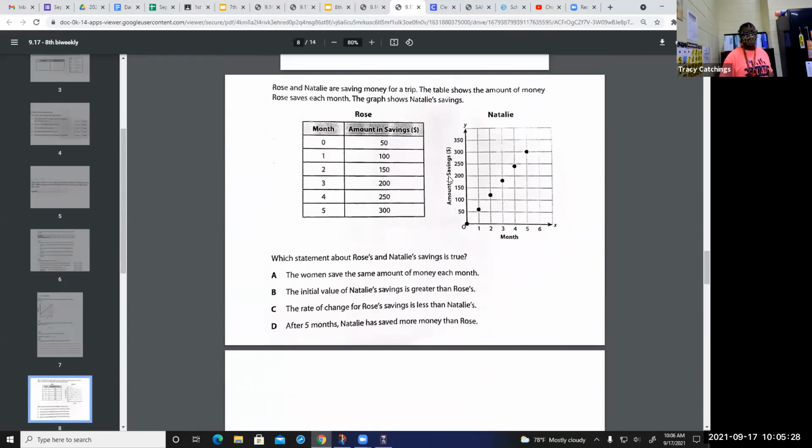The next one, you're gonna be comparing Rose and Natalie. So 2 different functions in 2 different ways. So just remember the same approach. Get your 2 points to find the slope.